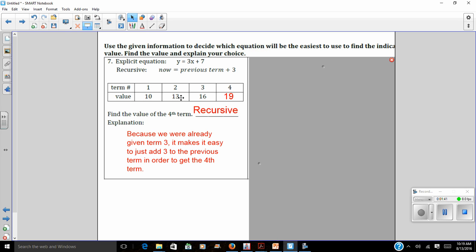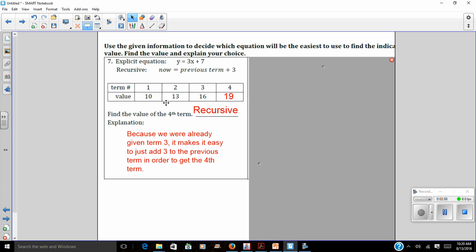Likewise, from term 2 to term 3, from 13 to 16, we see an increase of 3, and from 16 to 19, which is our new value that we have discovered, the value for this piece of the table would be 19. So you can kind of see that that is happening. The recursive term is very easy to see visually. It's pretty straightforward. We're just adding 3 with every additional term.